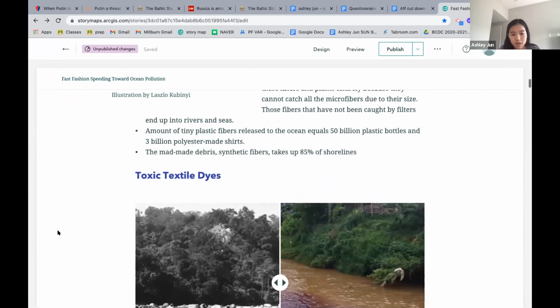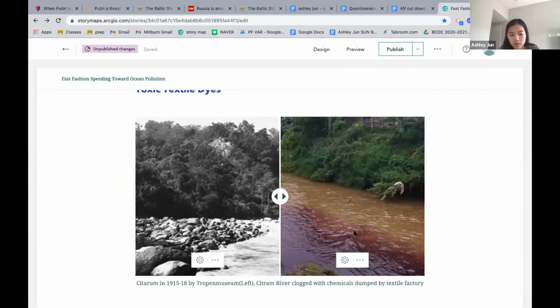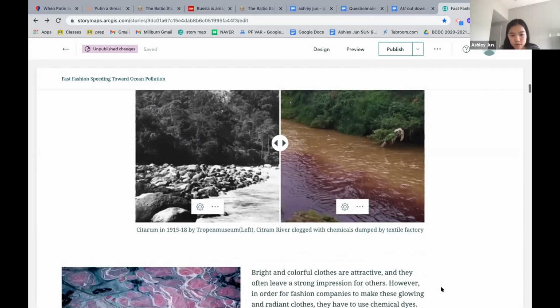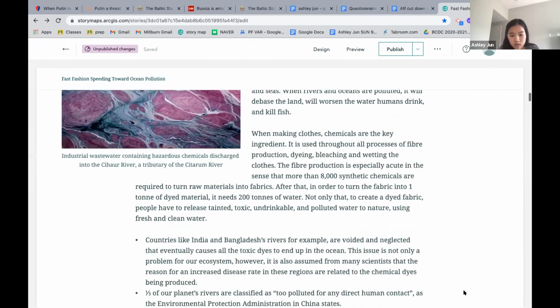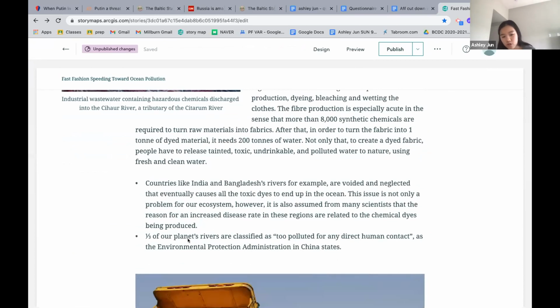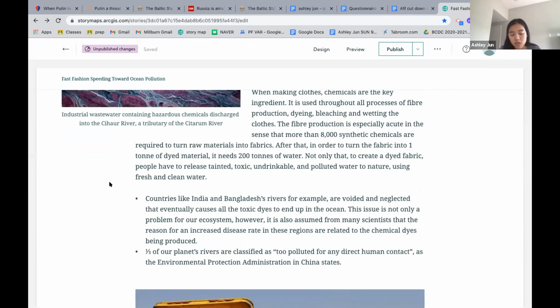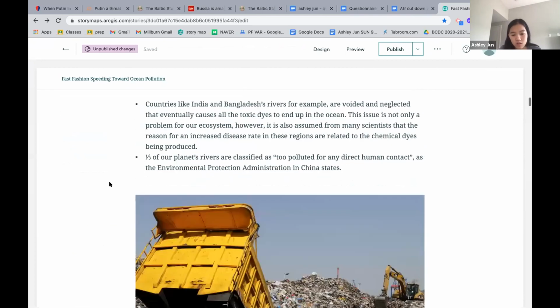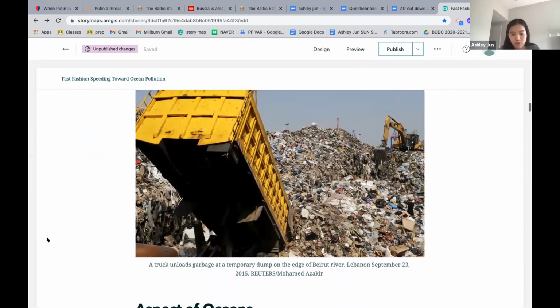And I go on to talk about toxic textile dyes. If you look at the picture on the right, this is how the river, called the Citarum River, is being affected. And here's some more information about that. Also, one third of our planet's rivers are classified as too polluted for any human contact, which really indicates how much our rivers are being polluted. And here's a picture of all the trash and dumping near the rivers.